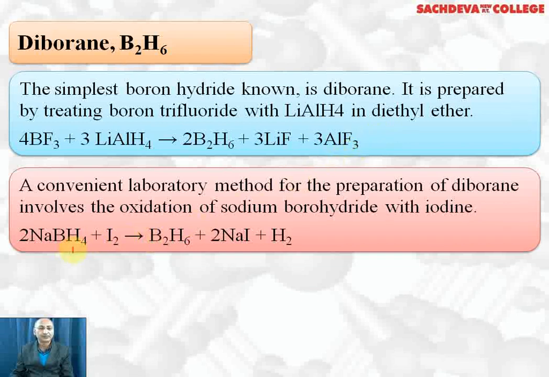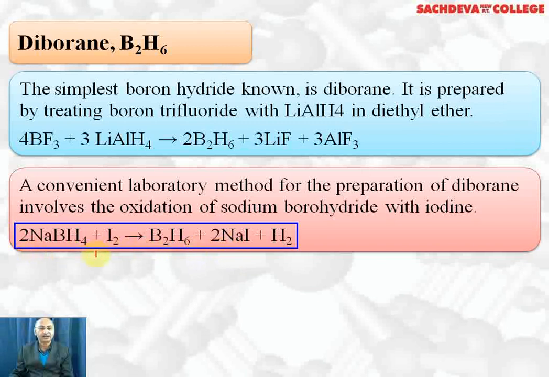Another method for preparation of diborane is if we react sodium borohydride with iodine, we'll get B2H6. Iodine will get reduced to iodide ion by gaining electrons. So iodine here is acting as an oxidizing agent because it's gaining electrons to form iodide ion, whereas sodium borohydride is acting as a reducing agent. We get B2H6 plus hydrogen is generated. So hydride ions are changing to hydrogen by loss of electrons, whereas iodine is changing to iodide ion by gain of electrons, so it is a redox reaction.